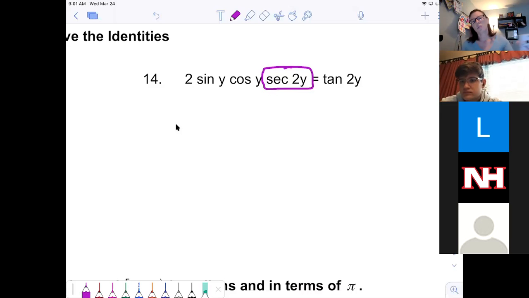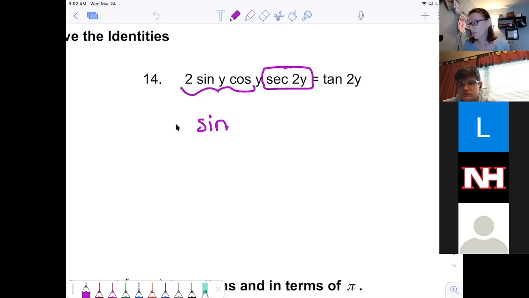Joe, do you know, does 2 times sine times cosine represent an identity or formula that we discussed in chapter 5? It would be the sine of 2y. Yeah, so this is the double angle formula for sine. That's the expanded form, the actual formula that represents the double angle of sine. So instead of saying 2 sine cosine, we can say the sine of 2y.